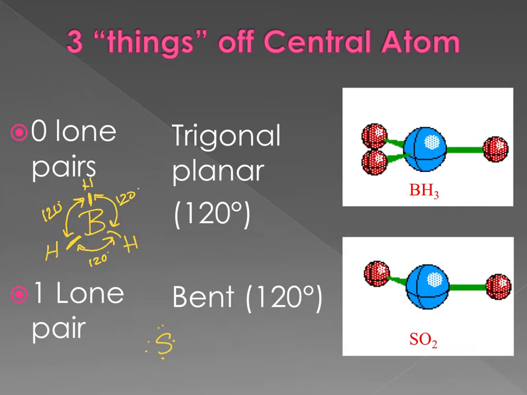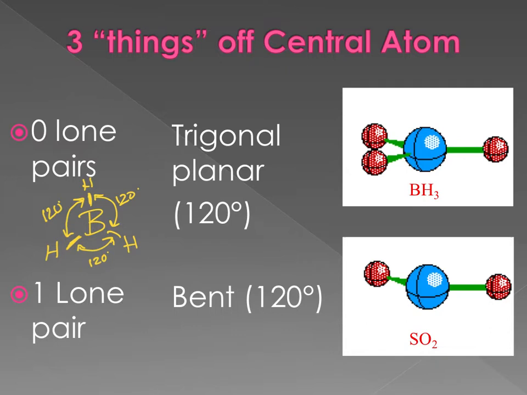And then the next example would be if we had 1 lone pair of electrons on our central atom. So sulfur dioxide is an example of this. We label this as being bent. We saw bent on the previous slide where there were 4 things coming off the central atom, but here we're only having 3 things come off the central atom. So there are 2 examples where you will have bent as the molecular shape.